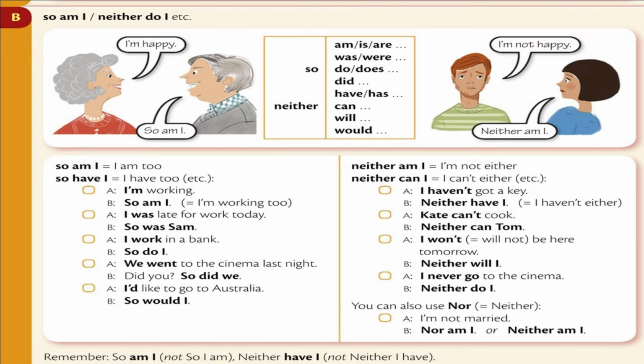A. I never go to the cinema. B. Neither do I. We can also use nor. Nor means neither. A. I am not married. B. Nor am I, or neither am I. One thing we should remember, it is so am I, not so I am. It is neither have I, not neither I have.